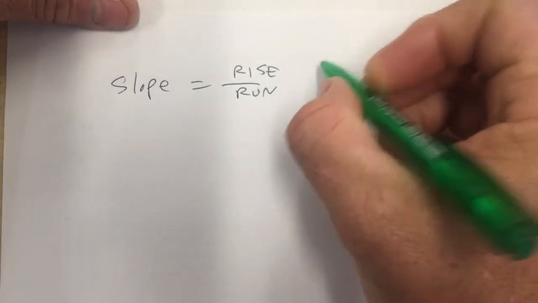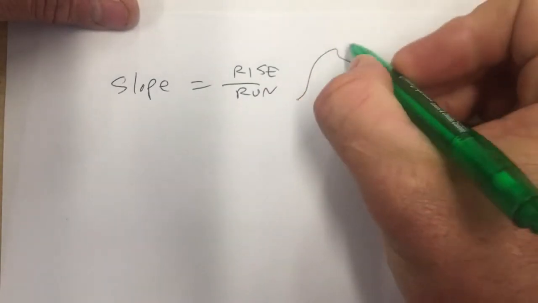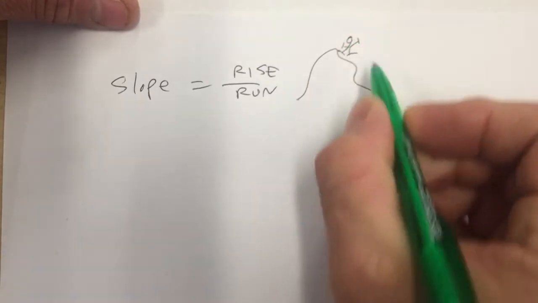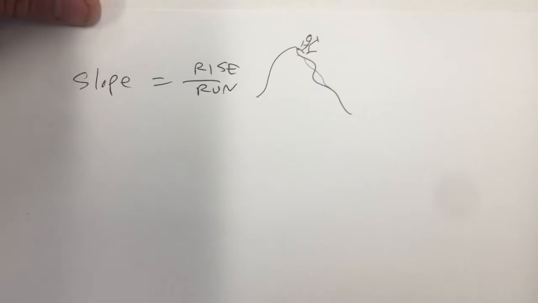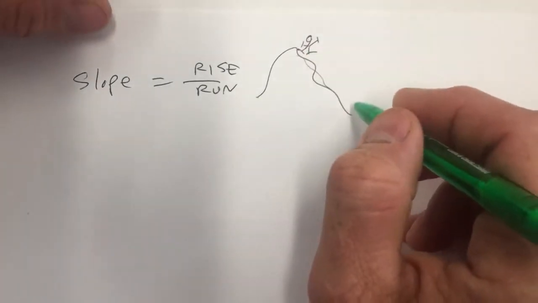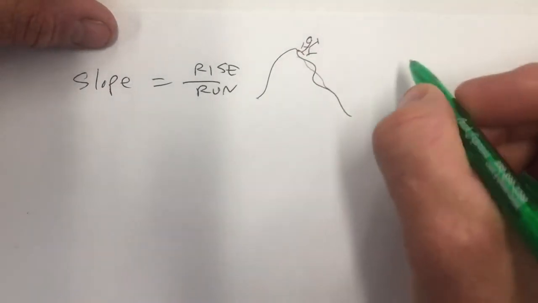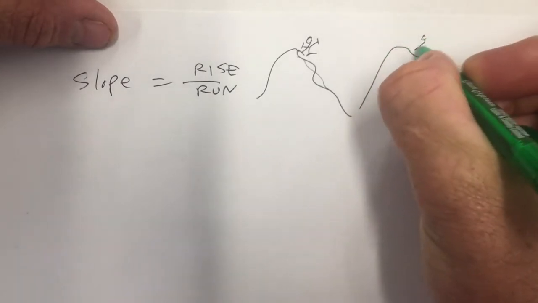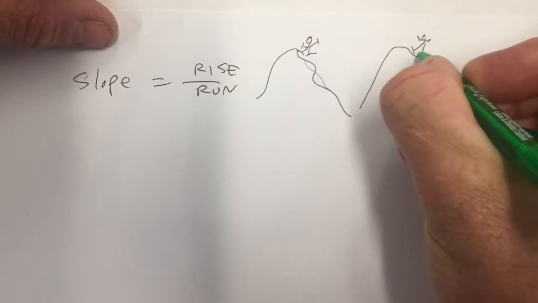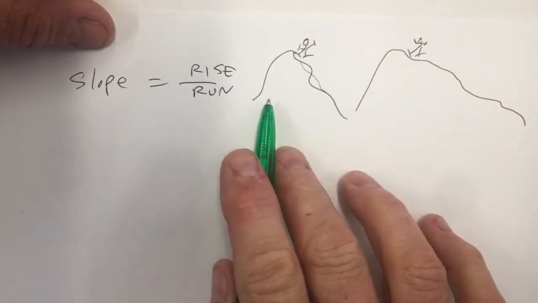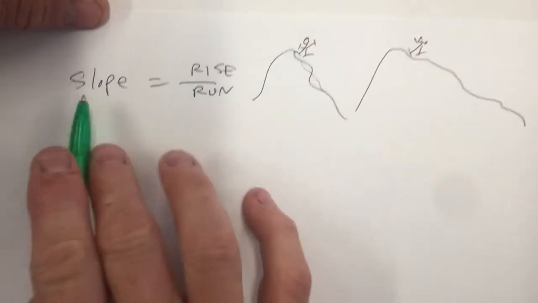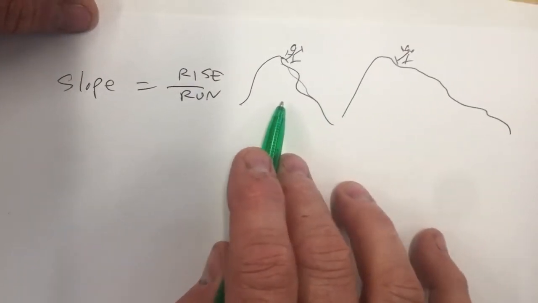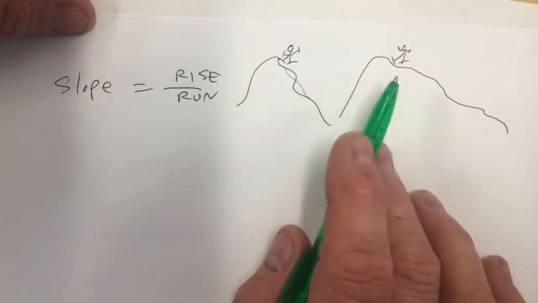Like suppose here's this mountain and there's a ski slope right here. Here's this guy skiing, okay? He's coming down the hill. You can see this hill looks pretty steep, you know, for skiing. Here's another one, and this guy here, he's skiing too, but his hill doesn't look as steep as this one. Slope helps us describe how steep a slope is. This is steeper than that one.